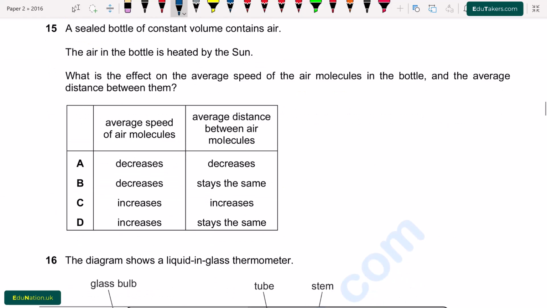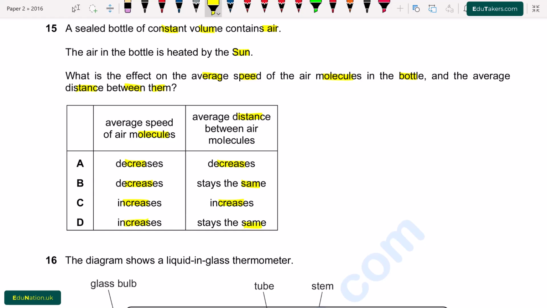Question number 15. A sealed bottle of constant volume contains air. The air in the bottle is heated by the sun. What is the effect on the average speed of the air molecules in the bottle and the average distance between them? Average speed of the air molecules, average distance between the air molecules. Option A, decreases, decreases. B, decreases, stays the same. C, increases, increases. D, increases, stays the same.